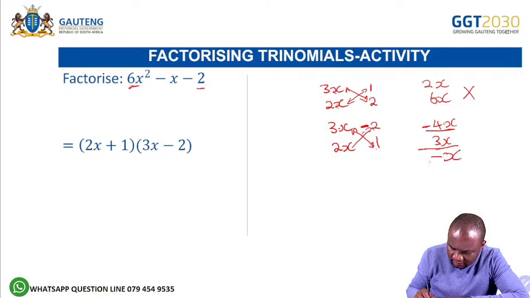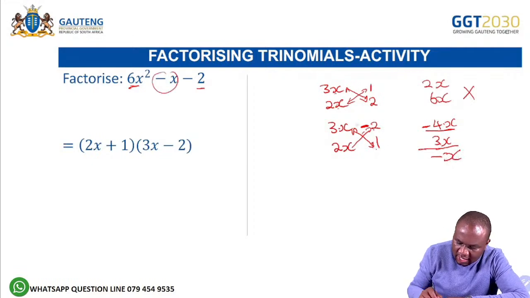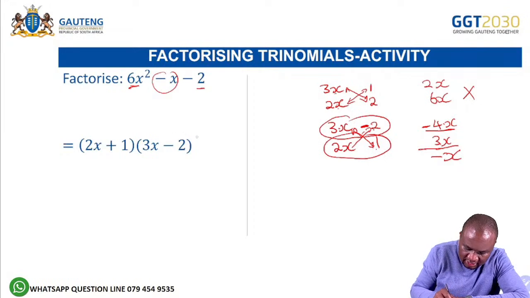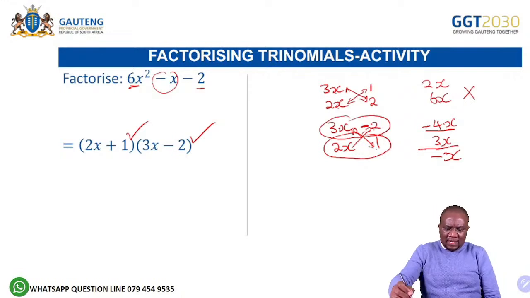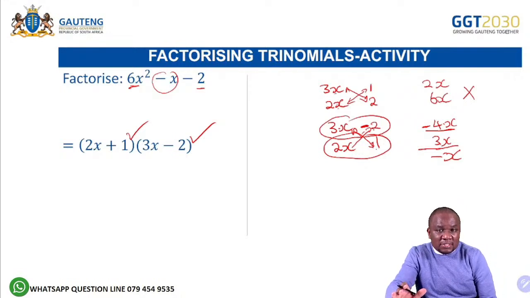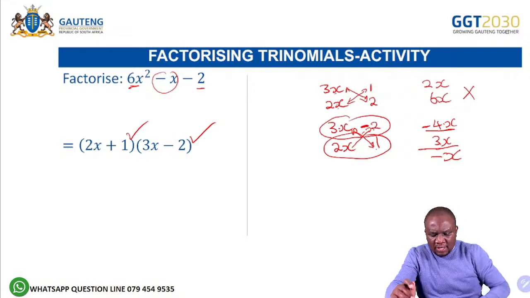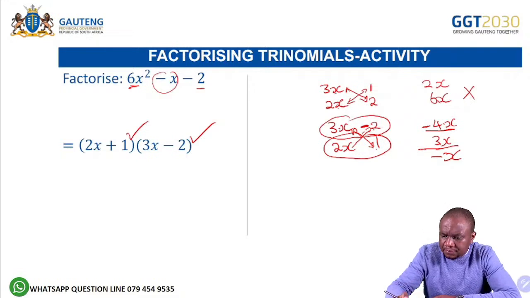Do you see that? Okay, we're getting our middle term. So our factors are just this and this, which is 3x minus 2 and 2x plus 1. Do you see that? Right, so that's the first method there. And then let's go to the second method.